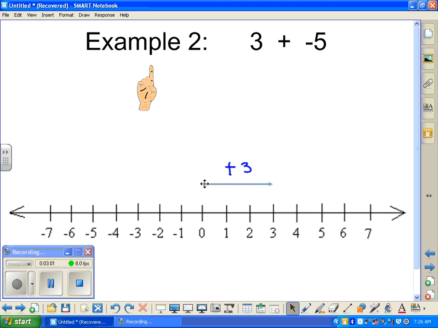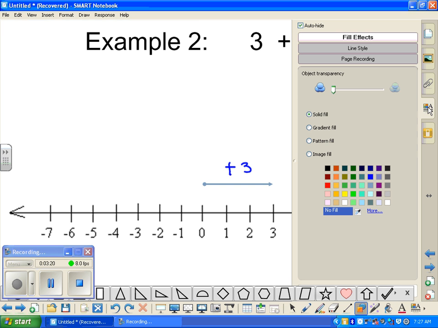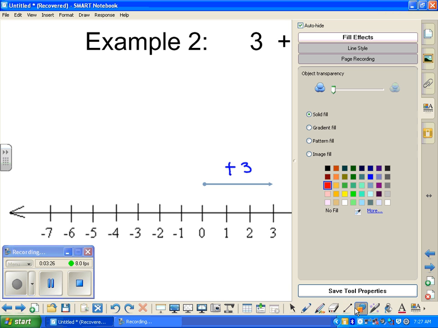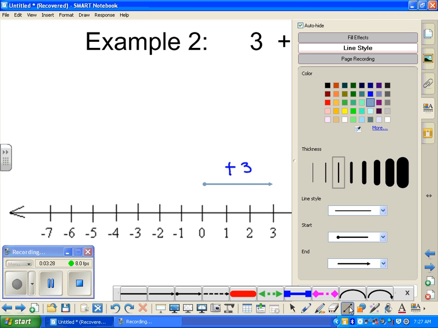Secondly, it's asking us to add a negative 5. Now, notice how from 0, the negative numbers are on the left. So we're going to be traveling in that same direction, to the left. I'm going to use a different color for the negative. Let's use red. Hope it's not too bright here. Okay, red.